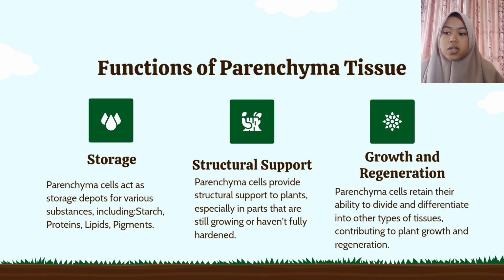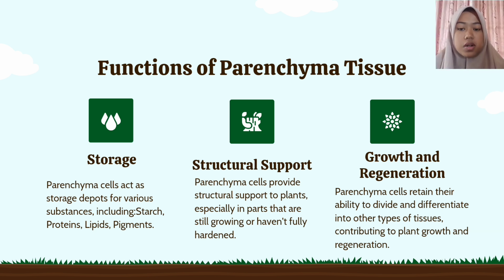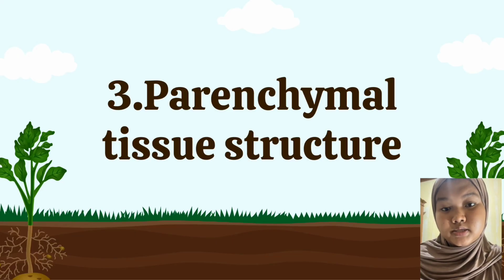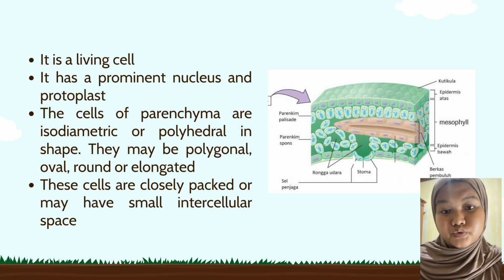The fourth is structural support. Parenchyma cells provide structural supports to plants, especially in parts that are still growing or haven't fully hardened. The last is growth and regeneration. Parenchyma cells retain their ability to divide and differentiate into other types of tissue, contributing to plant growth and regeneration. Okay, the next material is the structure of parenchyma tissue.